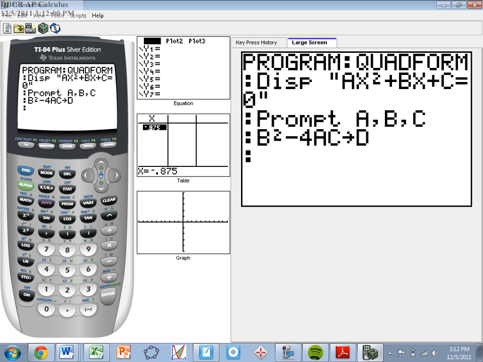So I'm telling the calculator right now... I pressed the wrong button, I pressed matrix. Oh. Get out of here. Back to program, go over.